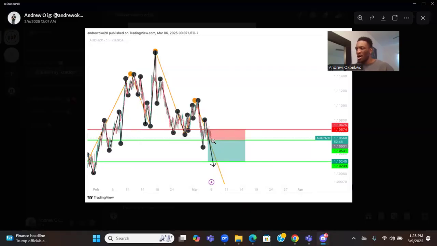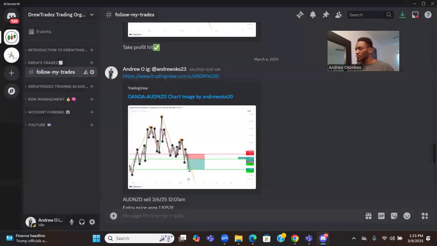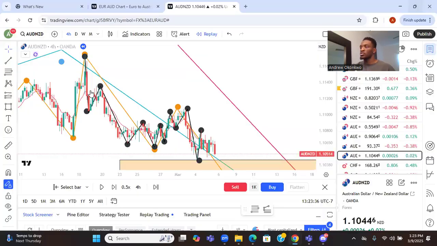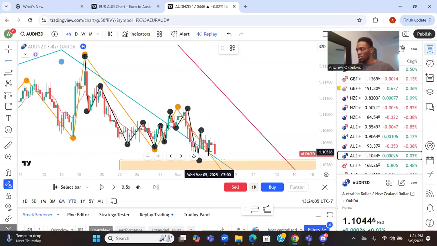So this was at about, so this must be the 11-hour candle. So this is where market was at. So we had got in. Okay, so the entry price was 1.10531. So let's just get exactly where we were at. 1.10531.